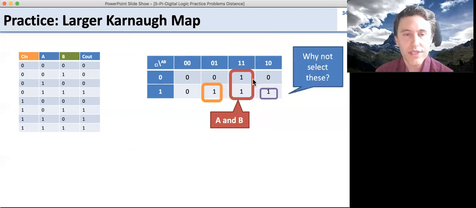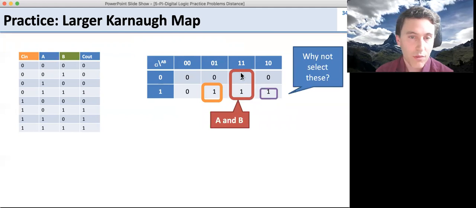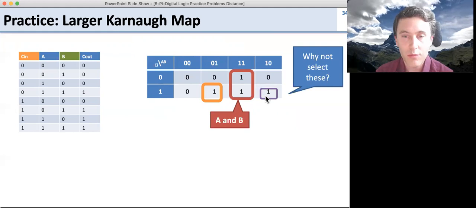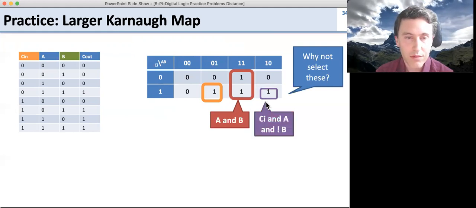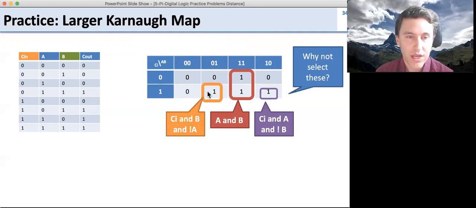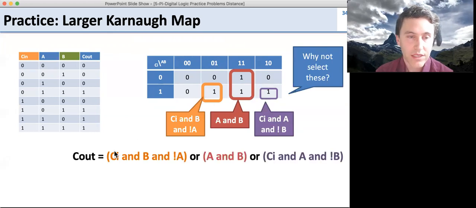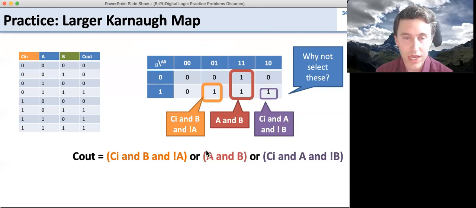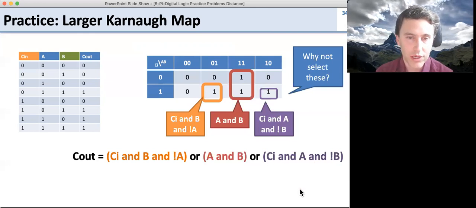Now, could we have selected them like this? These are all powers of 2. And the answer is yes, you absolutely could have, but you end up with a more complicated expression. So this one is still A and B, but now this one here is carry in and A and not B. And this one over here is carry in and B, sorry, not A and B. And so this gives you a much more complicated expression, and that's why you want to select the largest chunks you can so that you simplify your logic equation.